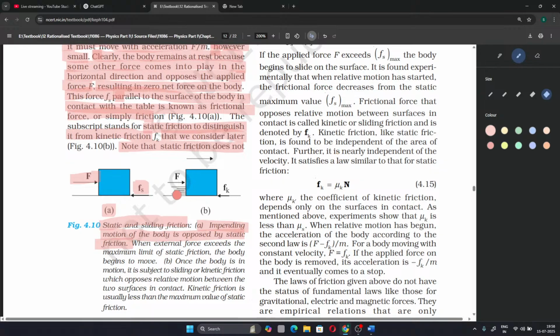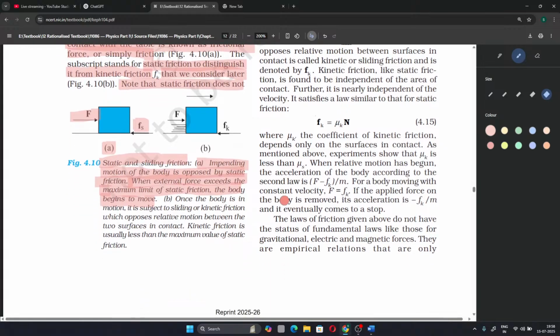At the start, when we are moving a body from rest to some acceleration or velocity, this is opposed by an opposing force, friction. This is called static friction. When the external force exceeds the maximum limit of static friction, the body begins to move. Let's see the kinetic one now as well.